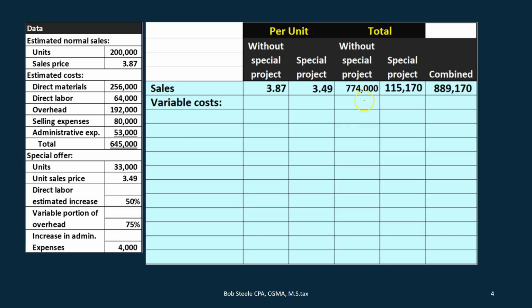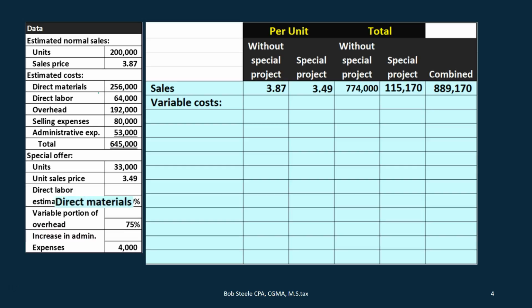Then we're going to look at the variable costs. So we're going to break out these total costs between the variable portions. We're going to figure out what the variable cost per unit would be, and then apply those variable costs per unit to this 33,000 and see what those differences would be. Now these are going to be the relevant costs, the variable costs, because those are the ones that change with production. Those are the ones that if we don't accept the offer, we can avoid. If we accept the offer, we will incur.